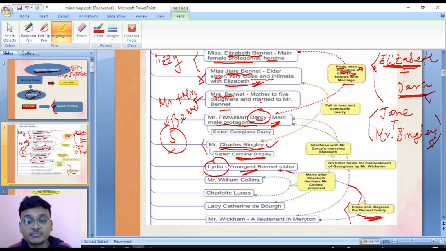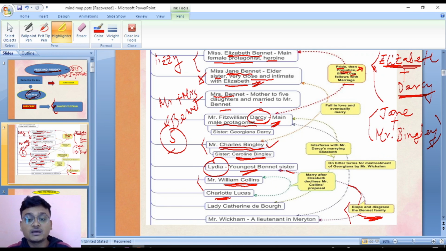So Lydia was the youngest Bennet sister, and Mr. William Collins is the cousin of Mr. Bennet, who will inherit the Longbourn estate, because Mr. and Mrs. Bennet have no male child. That's why Mr. William Collins is the rightful heir of the property of the Longbourn estate. And Charlotte Lucas here. Charlotte Lucas is the close friend of Elizabeth, and they are the neighbors of the Bennet family.